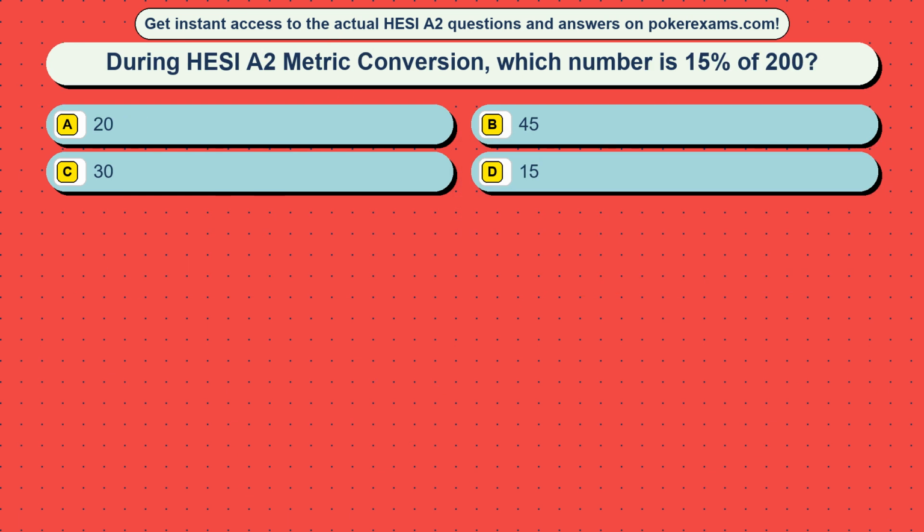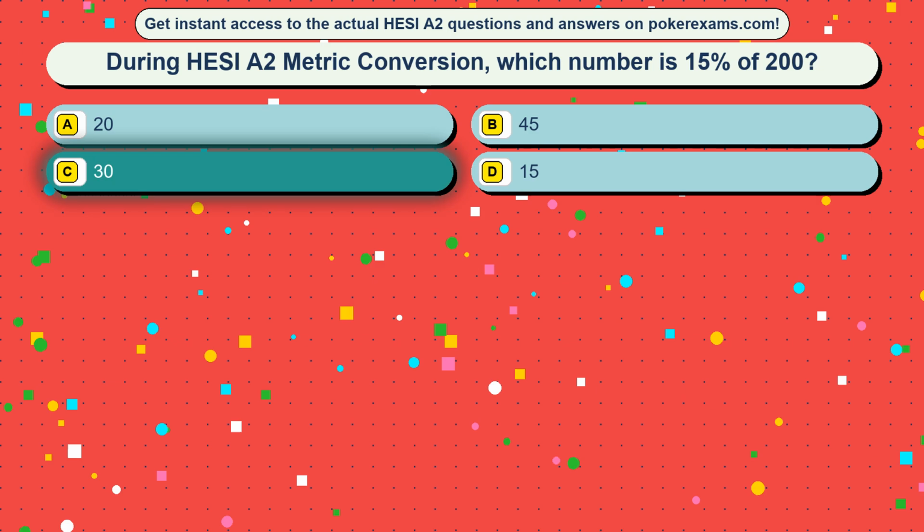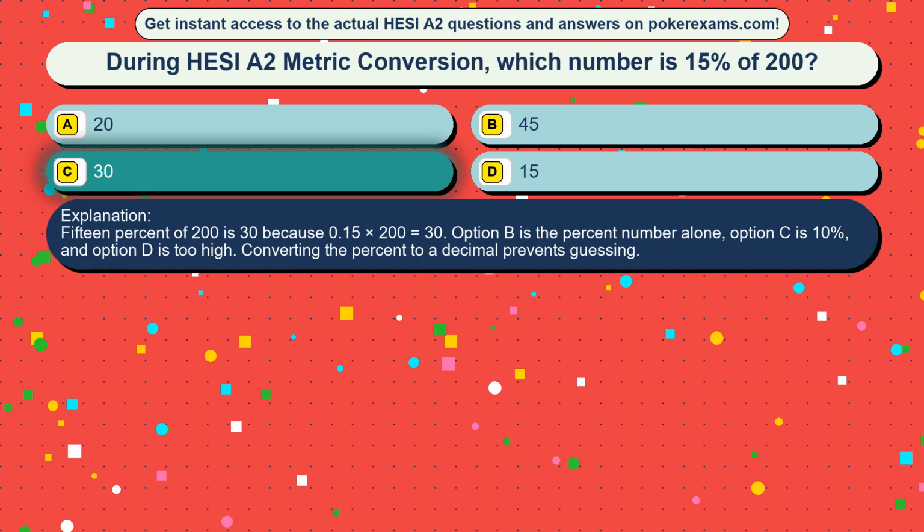Question 31. During HESI A2 metric conversion, which number is 15% of 200? Option A, 20. Option B, 45. Option C, 30. Option D, 15. The correct answer is option C, 30. 15% of 200 is 30 because 0.15 times 200 equals 30. Option B is the percent number alone, option C is 10%, and option D is too high. Converting the percent to a decimal prevents guessing.